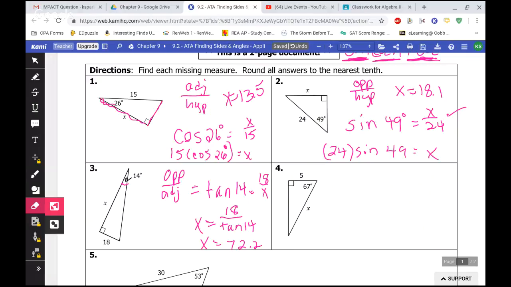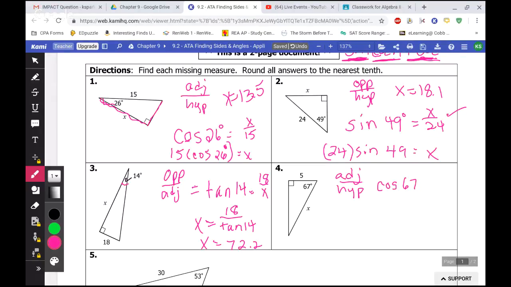Okay, number 5. You're looking at the angle 67 and how the sides relate to it. So you've got an adjacent side and then the hypotenuse. Because this 5 is adjacent to the angle that you're looking for, it's the adjacent leg. And then the x is the hypotenuse. So adjacent and hypotenuse is which trig ratio? Cosine. Good job.